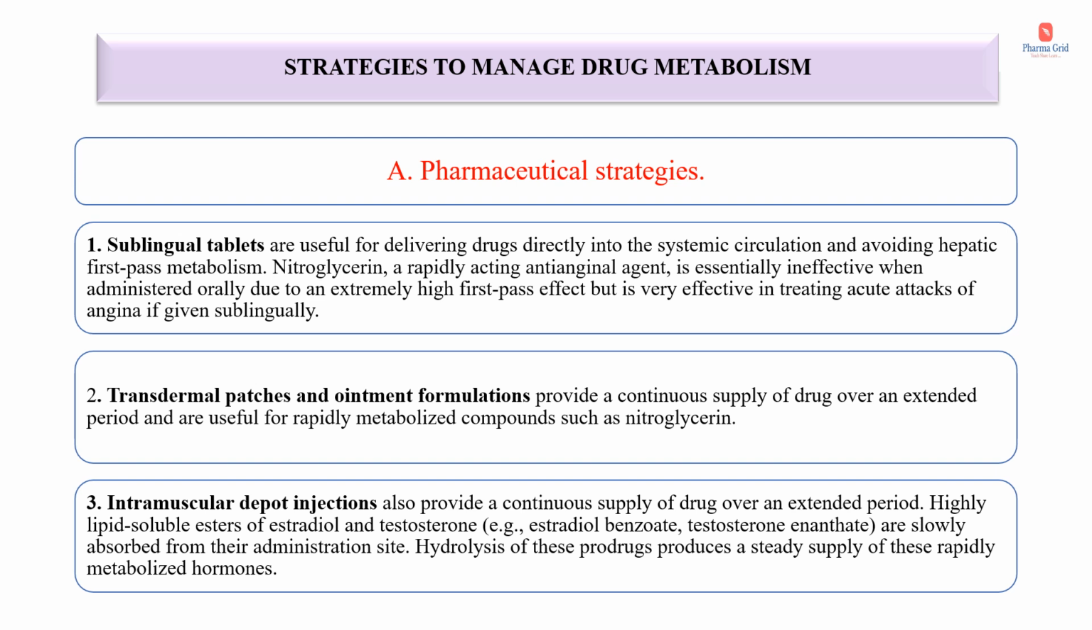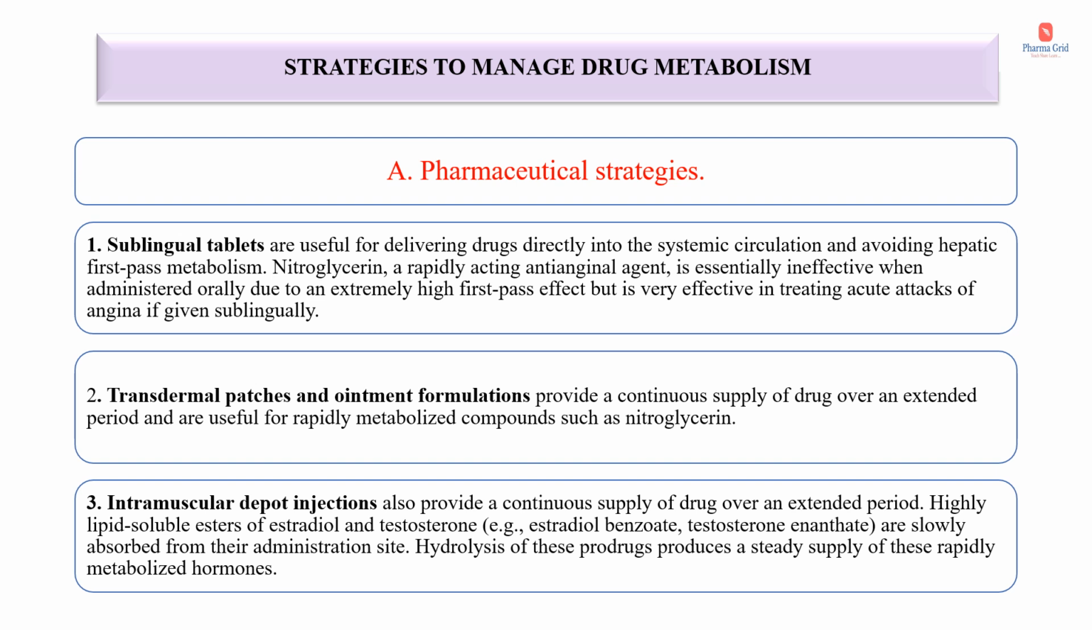Among these pharmaceutical strategies, the first strategy is sublingual tablets. The sublingual tablets are useful for delivering drugs directly into the systemic circulation and avoiding hepatic first pass metabolism. An appropriate example is nitroglycerin. It is a rapidly acting anti-anginal agent. It is essentially ineffective when administered orally due to an extremely high first pass effect, but is very effective in treating acute attacks of angina if given sublingually.